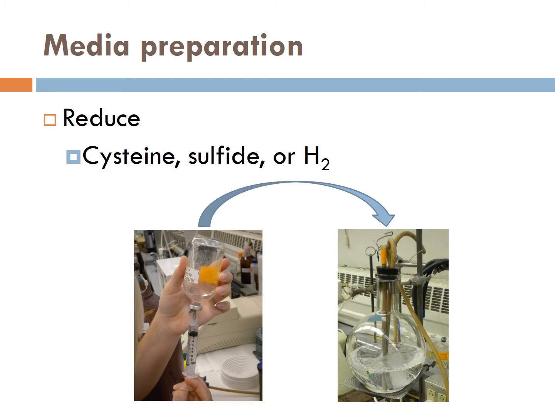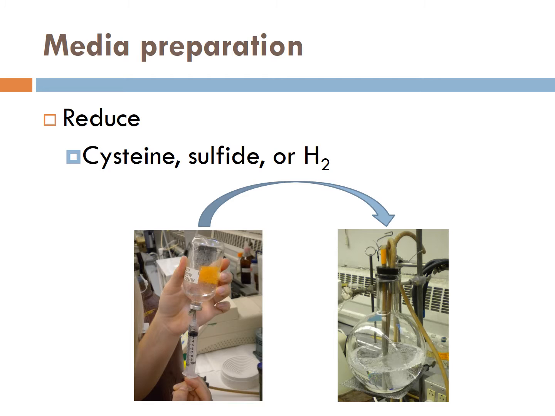As we discussed before, removing oxygen is not enough. The redox has to be lowered to a level that's tolerable for anaerobes to grow. So next, we reduce the media, we lower the redox with a reducing agent, such as cysteine, sulfide, or hydrogen. We see the addition of the reducing agent with a syringe at the bottom.